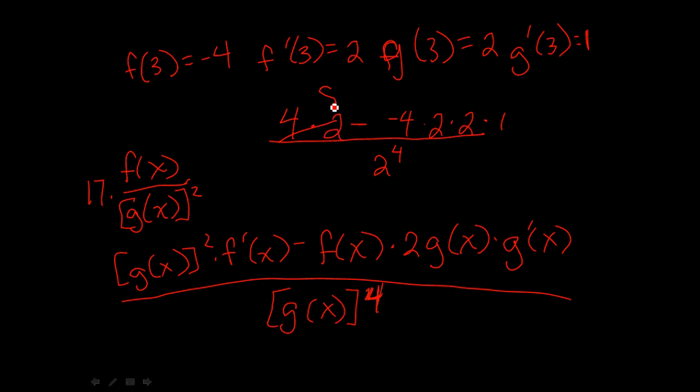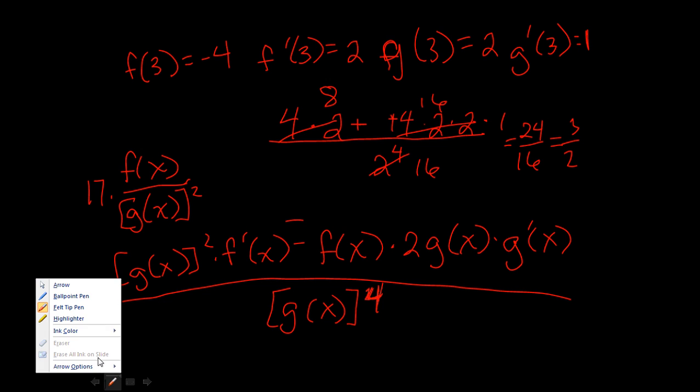This would become 8. This is going to be 16, but this changes to plus. So plus 16, and this is 16. Yeah, okay. So 8 plus 16 is 24 over 16, and you could reduce that more. If you divide both of these by 8, you would have 3 over 2. So that would be your answer to that one.